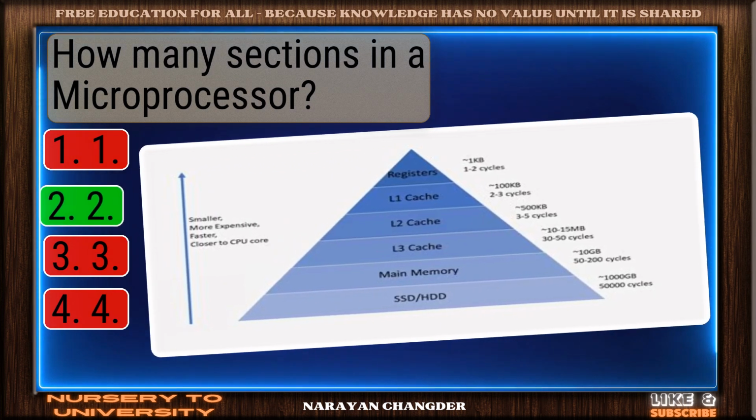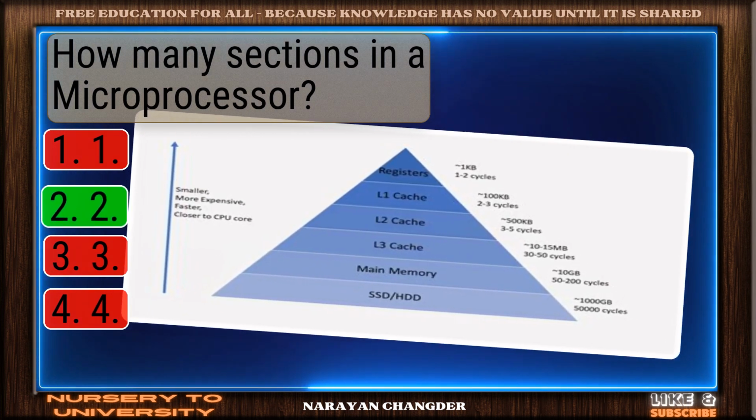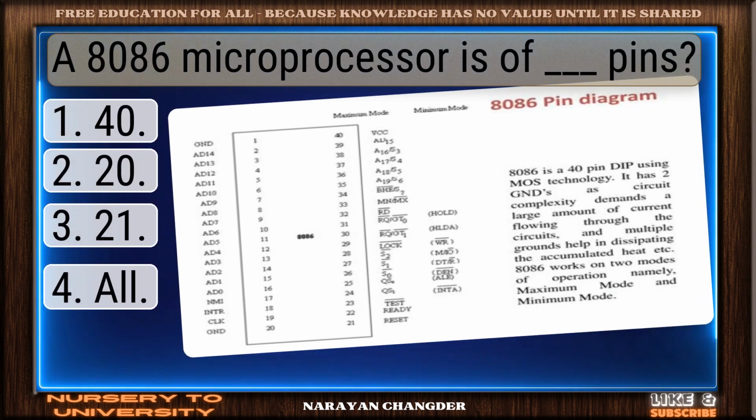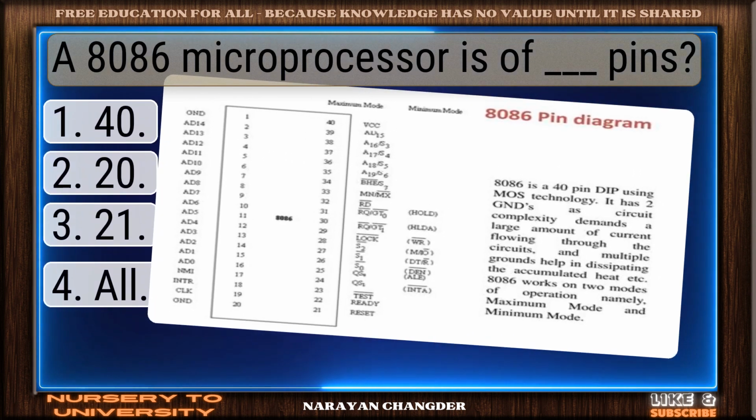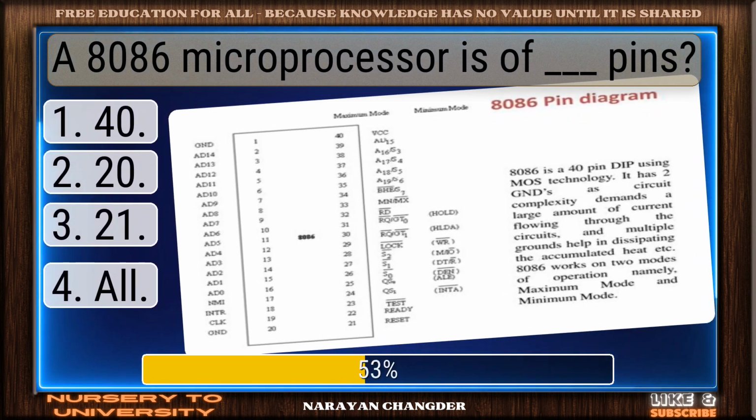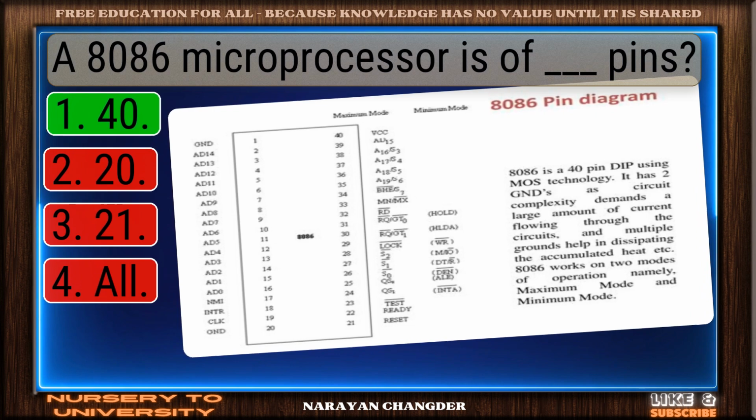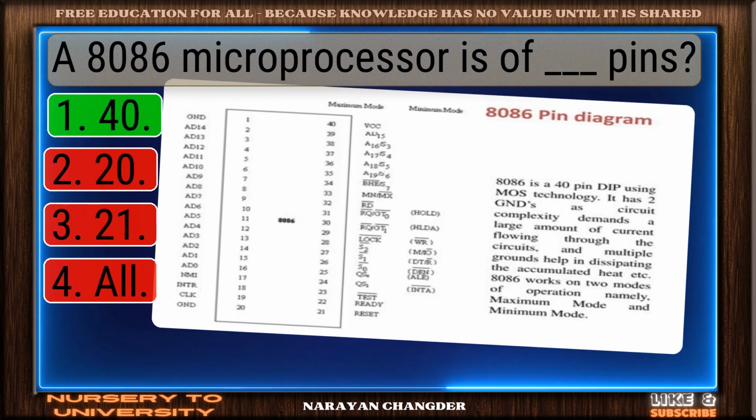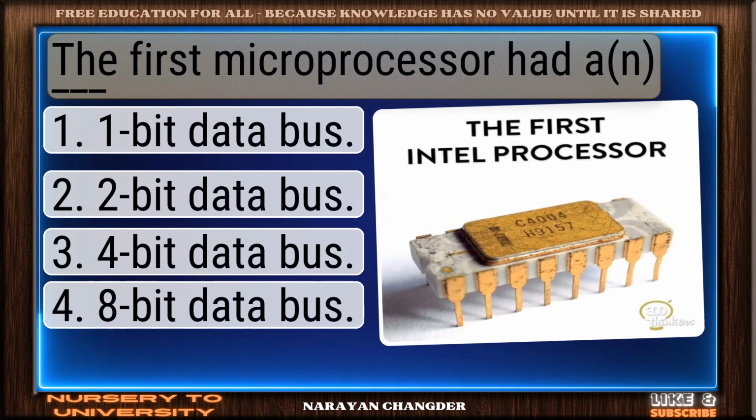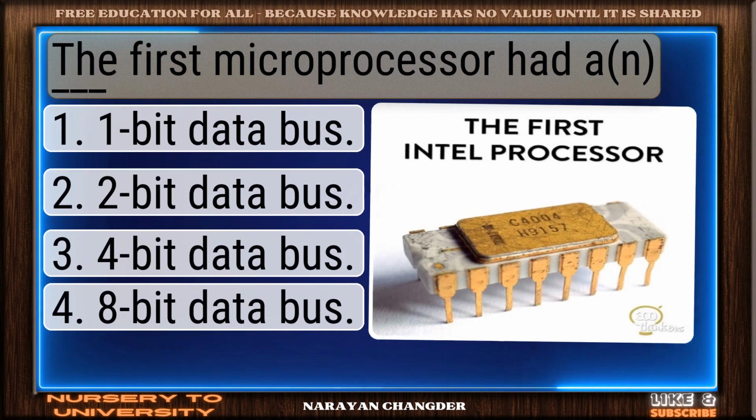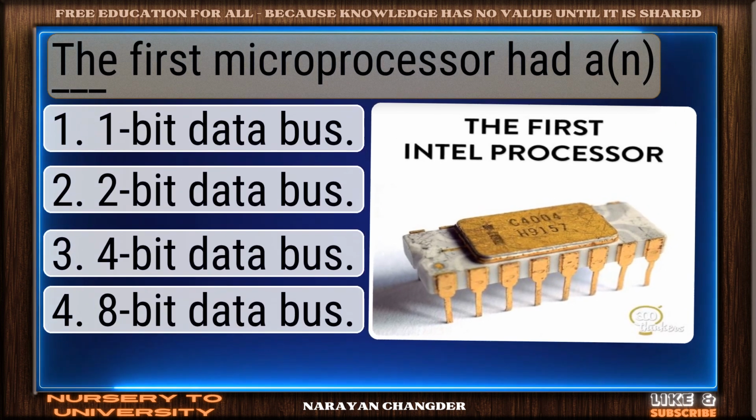You're right. 2 is the correct answer. Question number 43. A 8086 microprocessor is of dash pins. Clear logic. Your choice 40 is sound and 100% true. Question number 44. The first microprocessor had a dash.